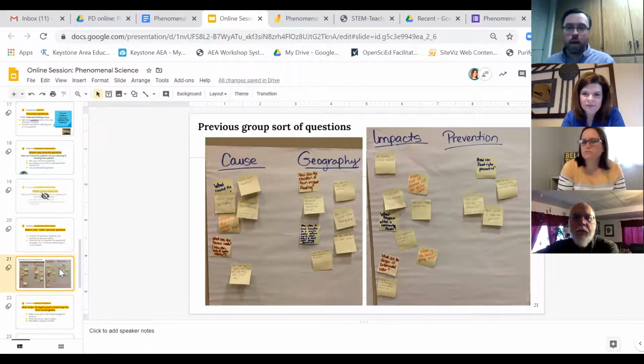So even though it felt really like, wow, how did we know where this was going to go? By picking the appropriate anchoring phenomenon, we actually had a free form, organically produced set of questions that was going to follow along with what the unit design was anyway.